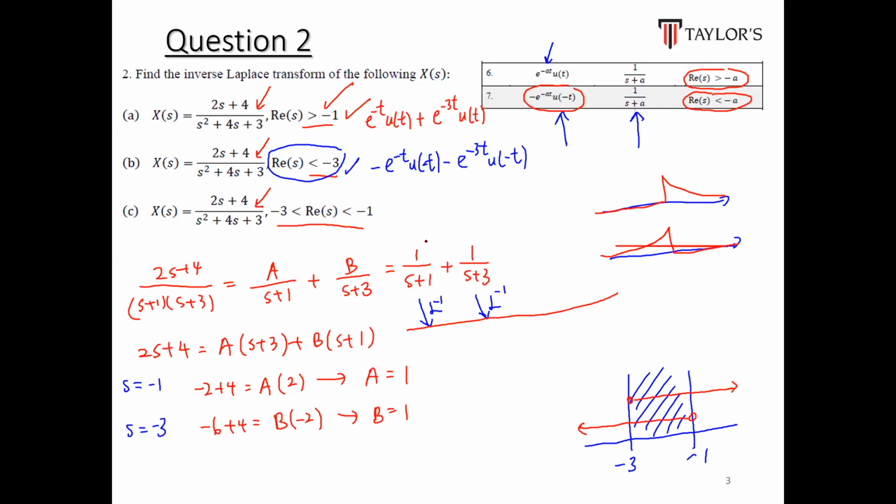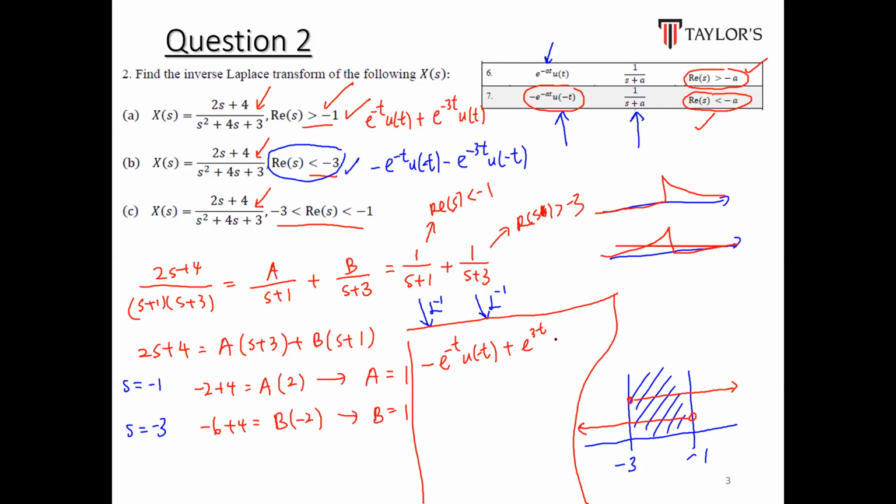So we know that the real part of s must be smaller than -1. And the real part of s must be greater than -3. So if you find the inverse of it, smaller than -1, the first part will be negative e^(-t) u(-t). The second part must be greater than -3, so it becomes a positive one, positive 3t, u(t). All right, so that is the answer for the third question.